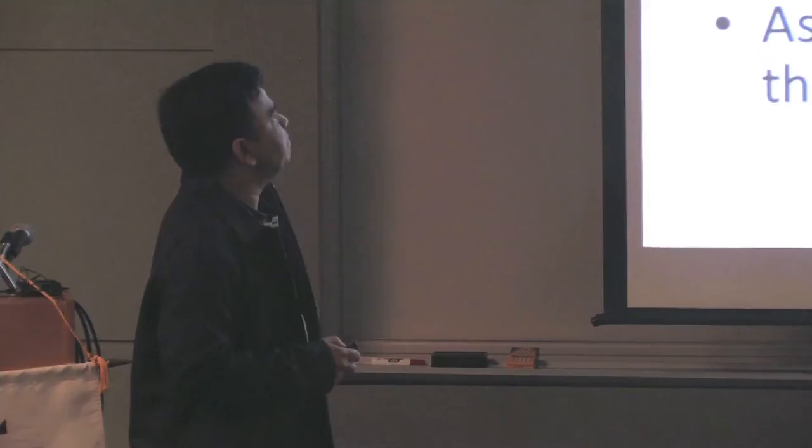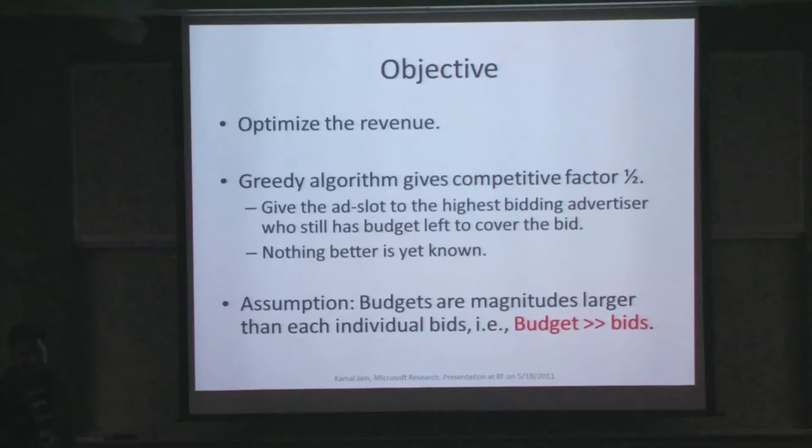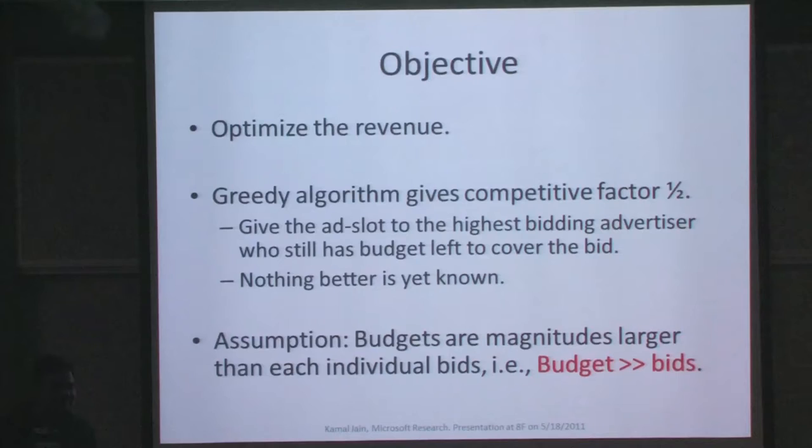So our objective, as I said, is to optimize revenue. And again, you can get 50% of the optimal revenue by just greedily matching. When an audience comes, see which advertiser is willing to pay the most and just match it. That will give you 50% of the optimal. And this is essentially the best possible, unless you make the following assumptions, which is true in practice, that budgets are orders of magnitude larger than bids.